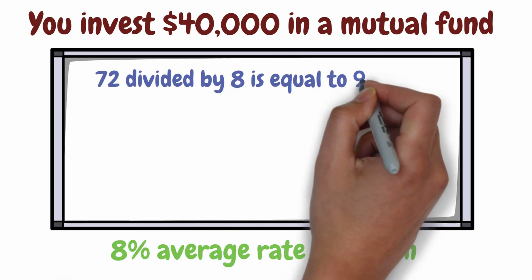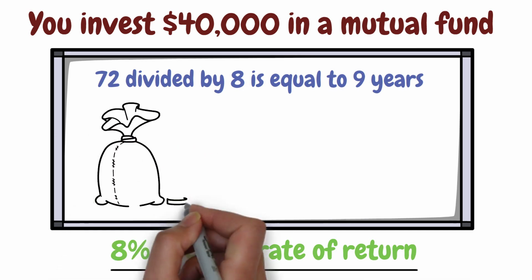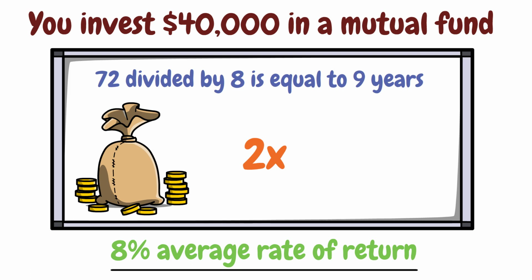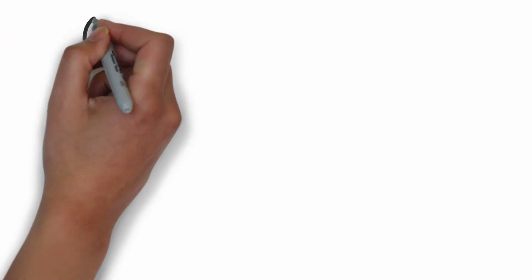72 divided by 8 is equal to 9 years. This tells you that at an 8% annual rate of return, you can expect your investment to double in value, or in other words, be worth $80,000 in roughly 9 years.